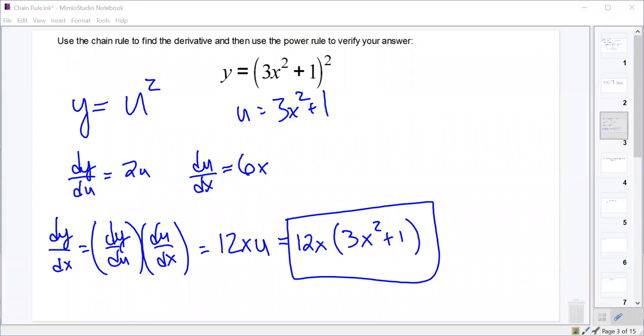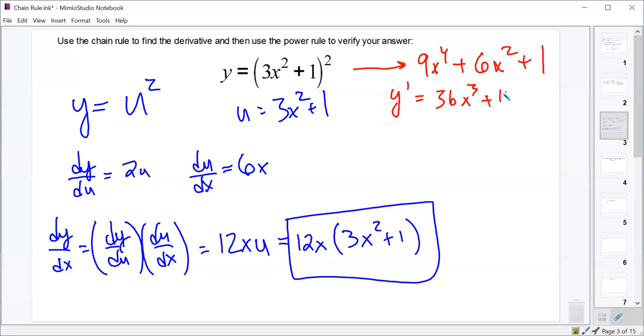All right. Now, let's verify that that answer is right. We could rewrite this as 9x to the 4th plus 6x squared plus 1, couldn't we? Just by distributing 3x squared plus 1 times 3x squared plus 1. You guys agree with that? Yes. Okay, so what's the derivative of this? It's 36x cubed plus 12x. And if I factor a 12x out of that, what do I get? I get this, right? And which way was probably easier? Probably the method we did in red there with just distributing it out.